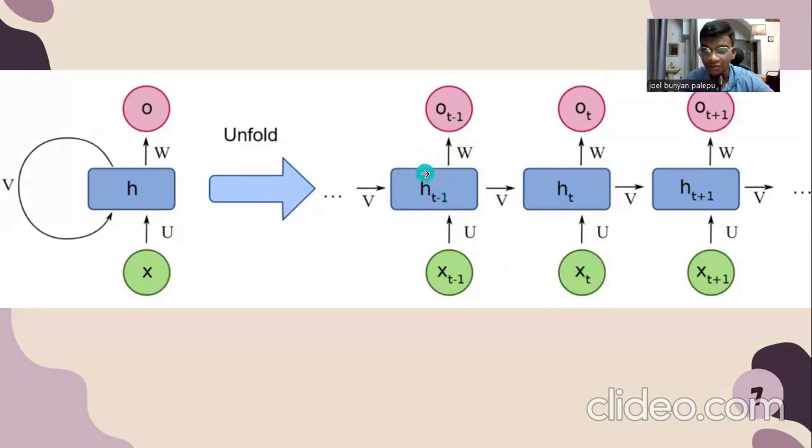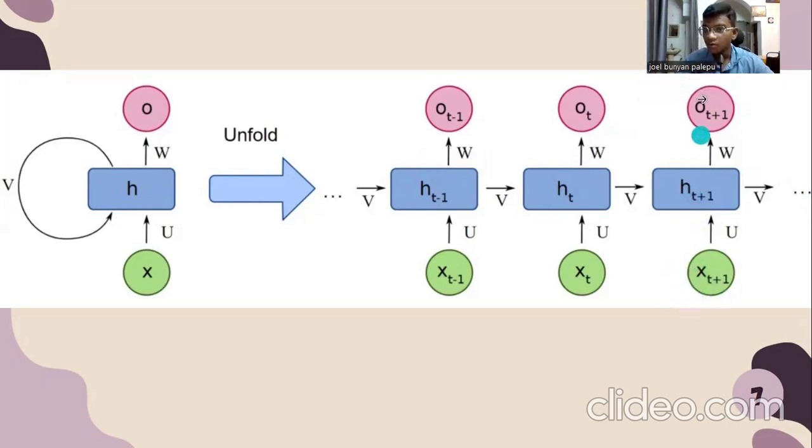So this ht minus 1 will also be considered during the calculation of ht, and this ht value will be considered while calculating ht plus 1 with input xt plus 1, and you can predict the final output, which is ot minus 1, ot plus 1. So you have a sequence and one output again. So we have three values which produce one output value, and these output values are in a sequence.